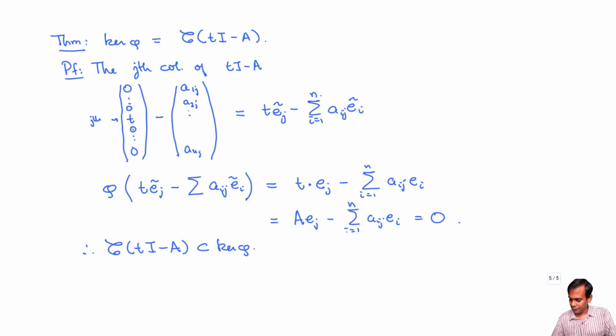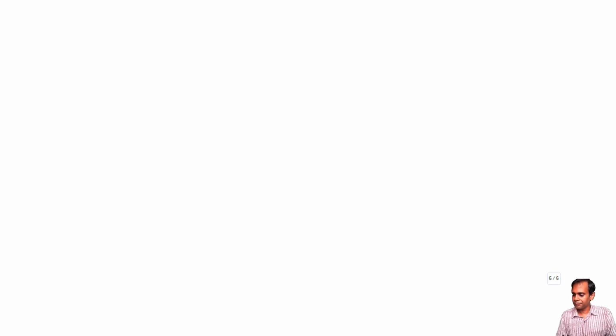Okay. Now for the converse, we have some vector which is in the kernel of phi, and we want to express it as a linear combination of the columns of tI minus A. So let's say we have a vector in F[t]^n, then firstly note that you can write it as a sum of certain very simple vectors.